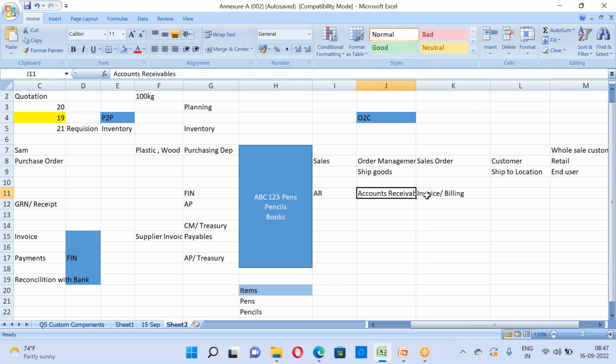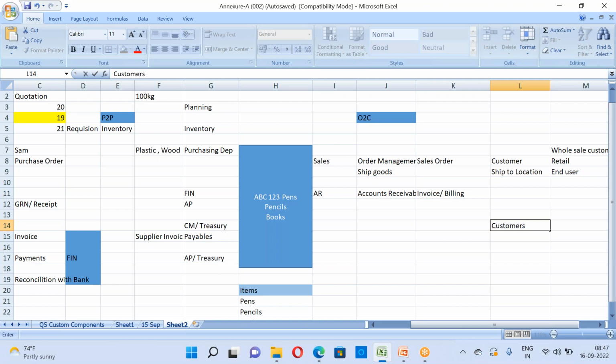You invoice the customer. That is called a receivable invoice, or billing to customer, and it is handled by AR. So once the invoice is received, based on the agreed terms and conditions, the customer is going to make the payments.